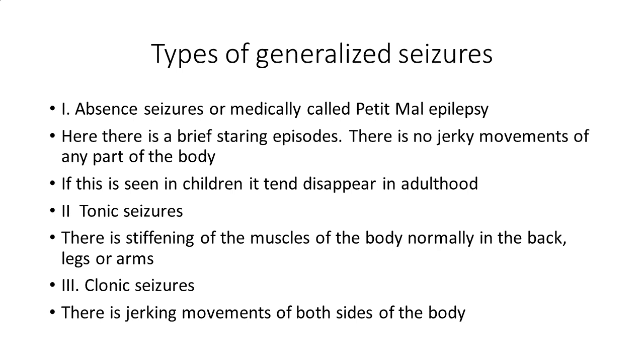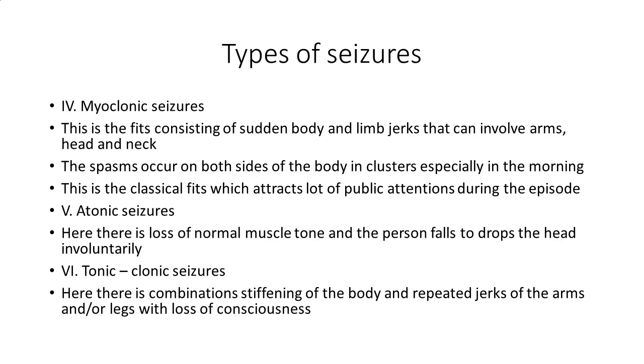The second type of seizure is tonic seizures. There is stiffening of the muscles of the body, normally in the back, leg, or arms. In clonic seizures, which is the third type, there are jerky movements of both sides of the body. This is a common thing we see. There is a fourth type called myoclonic seizures. This is a fit consisting of sudden body and limb jerks that can involve the arms, head, and neck. The spasms occur on both sides of the body in clusters, in groups, especially in the morning. This is a classical fit which attracts a lot of public attention during the episode.